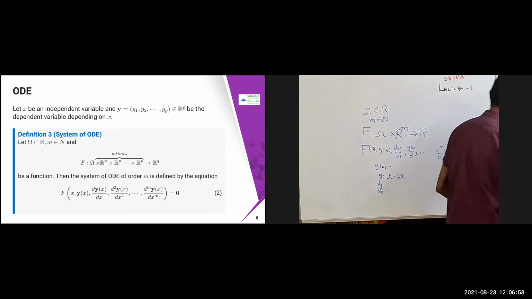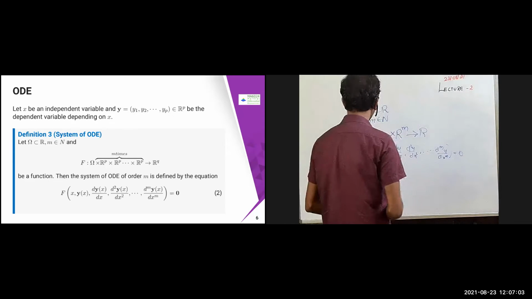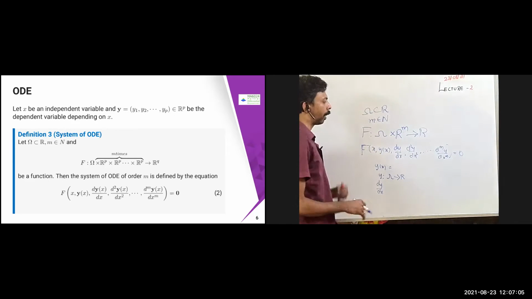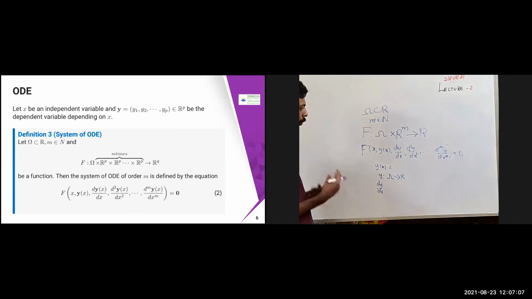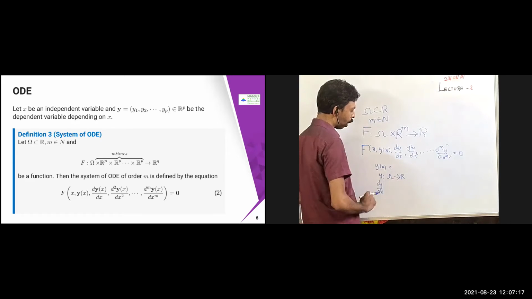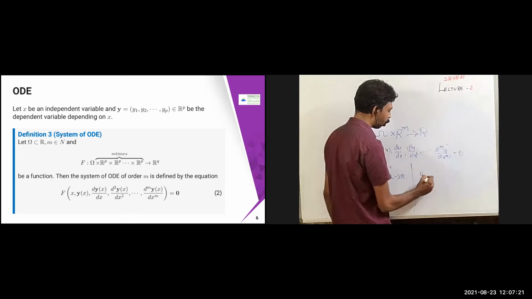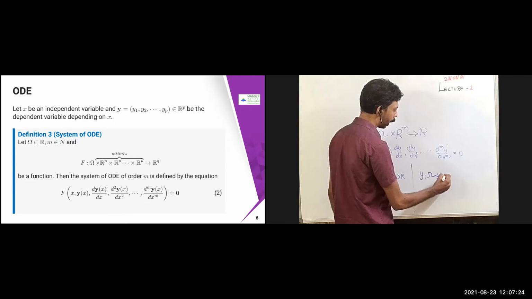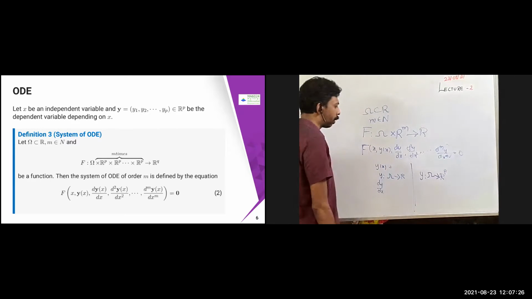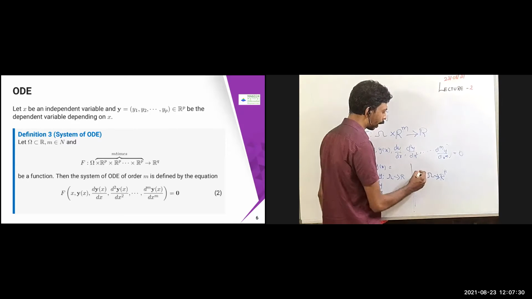Similarly, you can define the system of ODEs also. In the case of a system of ODEs, here I have taken omega subset of R, and in that case I again take omega a subset of R only. But now, instead of y being a function from omega to R, I'm going to take y as a function from omega to R power p. Meaning I am taking p variables, so y is a vector now.